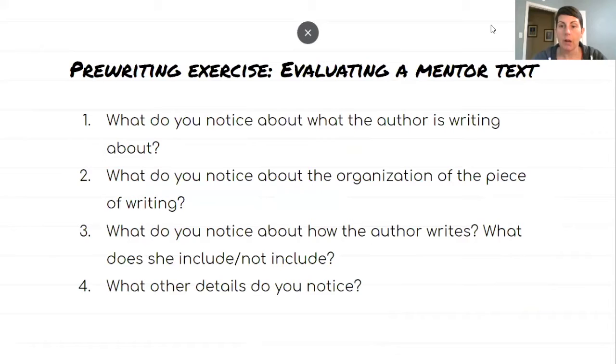So for our pre-writing exercise, there are some questions that I want you to think about while we're looking at a mentor text. First of all, what do you notice about what the author is writing about? What do you notice about the organization of the piece of writing? What do you notice about how the author writes? Or what does she include or not include? And then what other details do you notice? You will need a copy of the mentor text that's linked in the lesson.